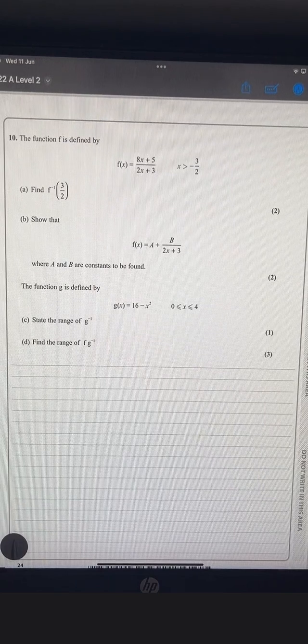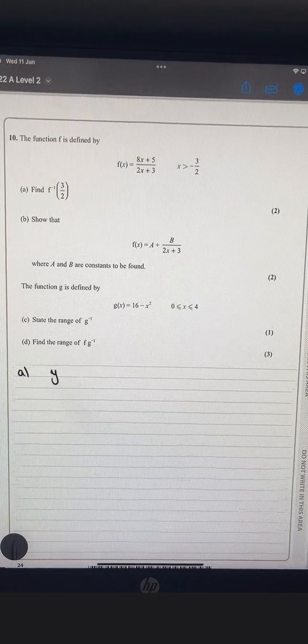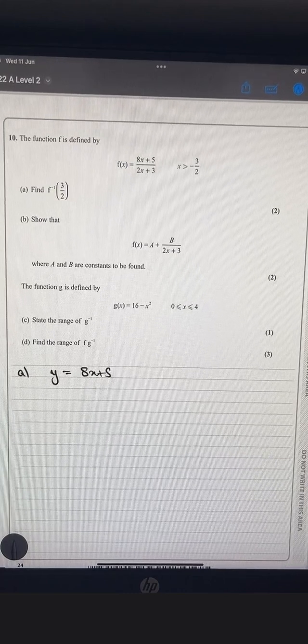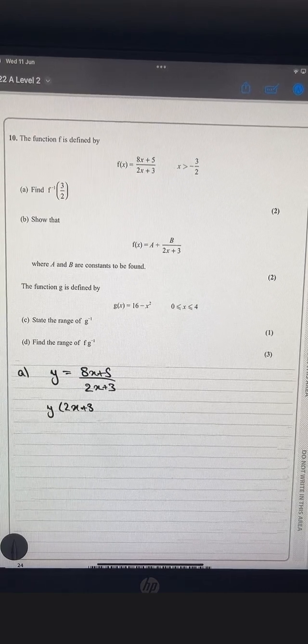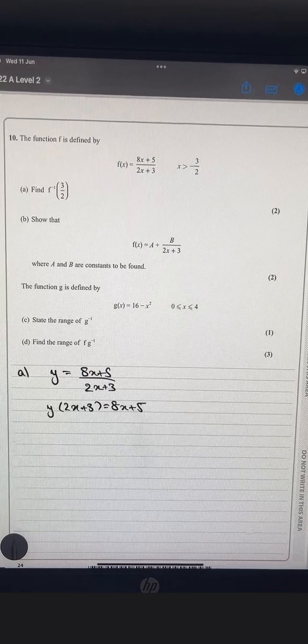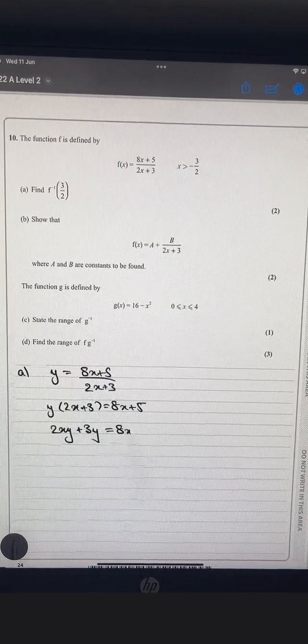All right, question 10. The function f is defined by f of x is equal to (8x plus 5) over (2x plus 3). Find the inverse function of 3 over 2. So first, I just need to find the inverse function of f of x, right? So I'm going to set y equal to this, (8x plus 5) over (2x plus 3). I'm going to rearrange for x, so I'm just going to multiply out. y times (2x plus 3) equals 8x plus 5. That's 2xy plus 3y equals 8x plus 5.